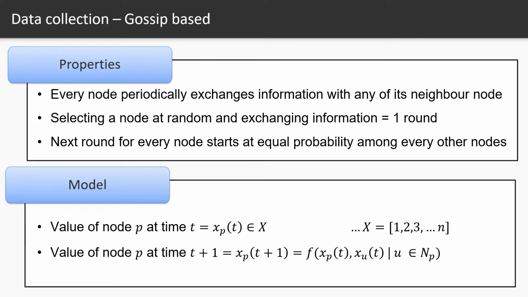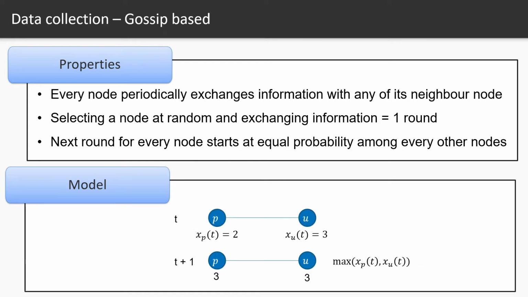And the value of the same node at the next round, t plus 1, is represented as a function of the node p's last value and the neighbor node u's current value, where u is one of the neighbor nodes of node p. Describing this model in a graph, here is how it looks.